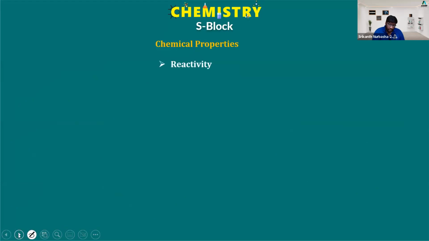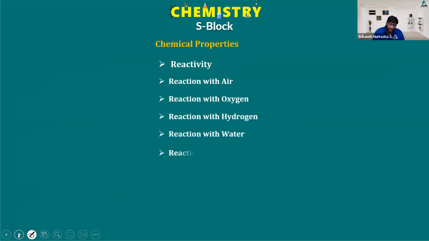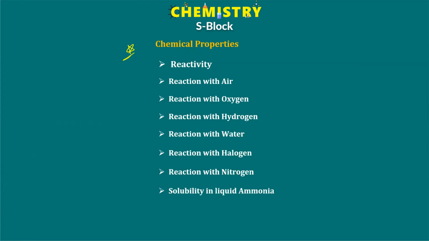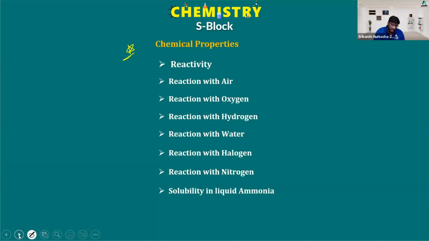Chemical properties: reactivity, reaction with air, reaction with oxygen, reaction with hydrogen, reaction with water, with halogen, reaction with nitrogen, solubility in liquid ammonia. All these chemical properties we are going to study one by one. First, let us think of reactivity, like 1A elements and 2A elements, which are more reactive? 1A. Why? Because they can easily lose the electron. They can just lose one electron. So reactivity is inversely proportional to ionization energy. Greater the ionization energy, lesser is the reactivity. Lesser the ionization energy, more is the reactivity.